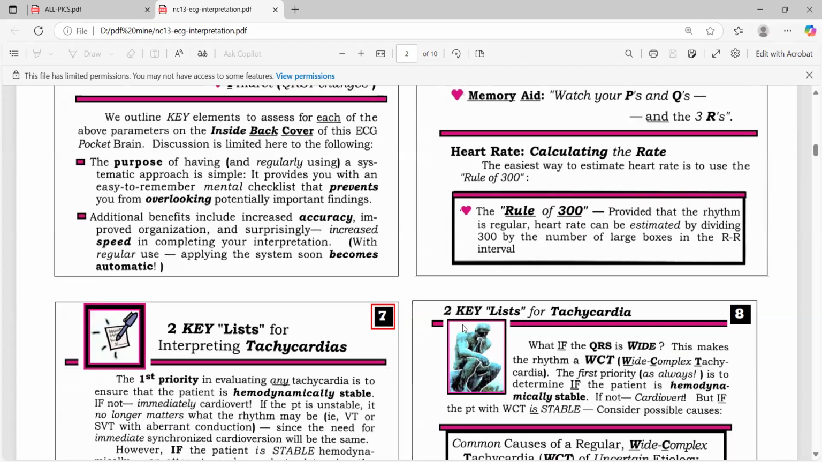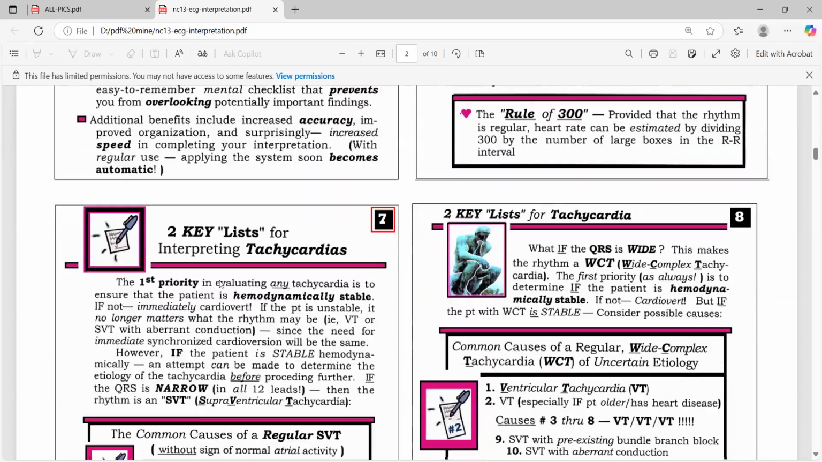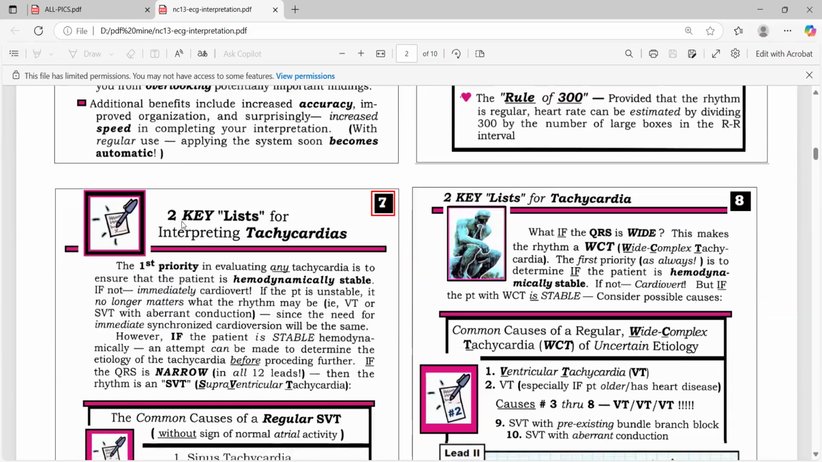So the number of large boxes, divided into 300, will help you to figure out what the heart rate is. Then comes the two-key list. We are talking about large boxes, not the small boxes. So please see, if there are two large boxes, then the heart rate is 300 divided by the number of large boxes. 300 divided by 2 becomes 150. So 150 is the heart rate. That's how we calculate it.